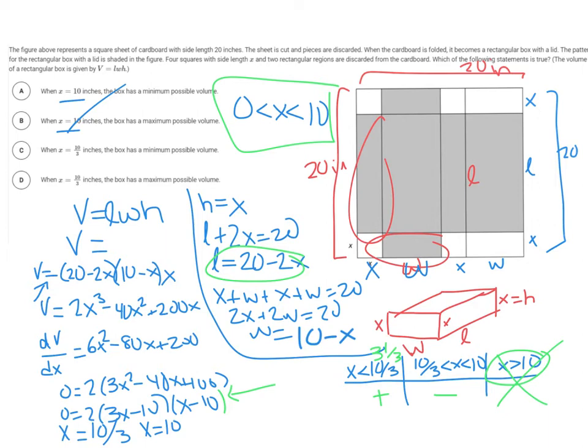What that means is that there is a maximum, because my graph is going up and then down. That's what the plus means. Derivative is positive, it goes up. Derivative is negative, it goes down. So at x equals 10/3, that is going to be a maximum. So the answer for this one is D.